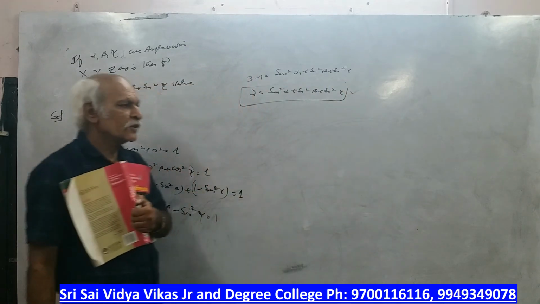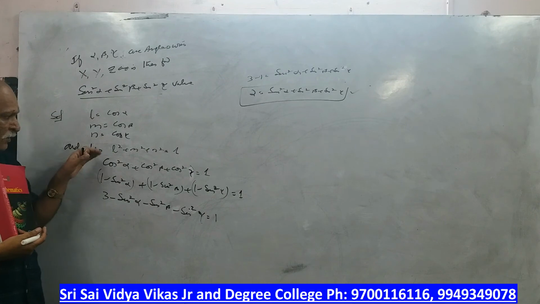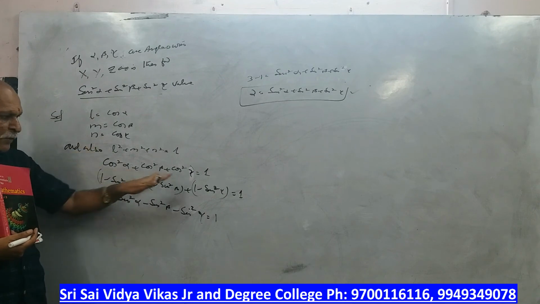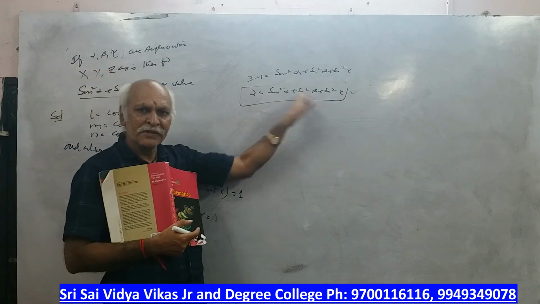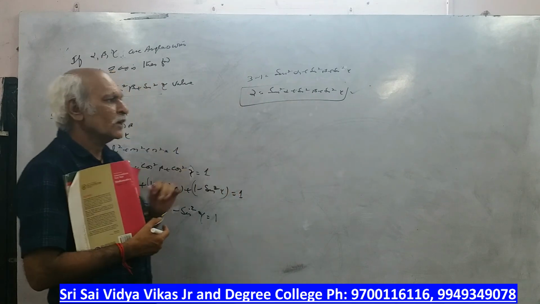Right? So he is asking what is the relation now? Cos square alpha plus cos square beta plus cos square gamma is always 1. Sin square alpha plus sin square beta plus sin square gamma is always 2. Okay, note down this.